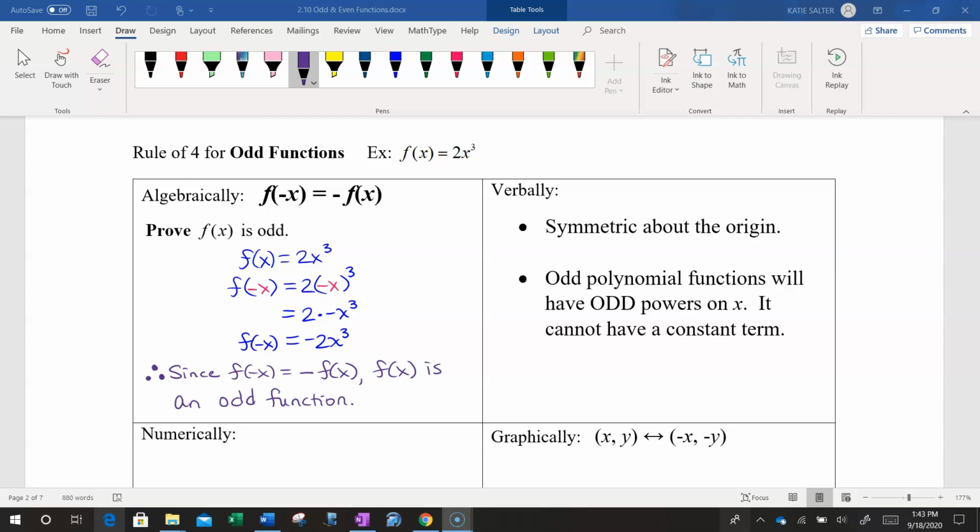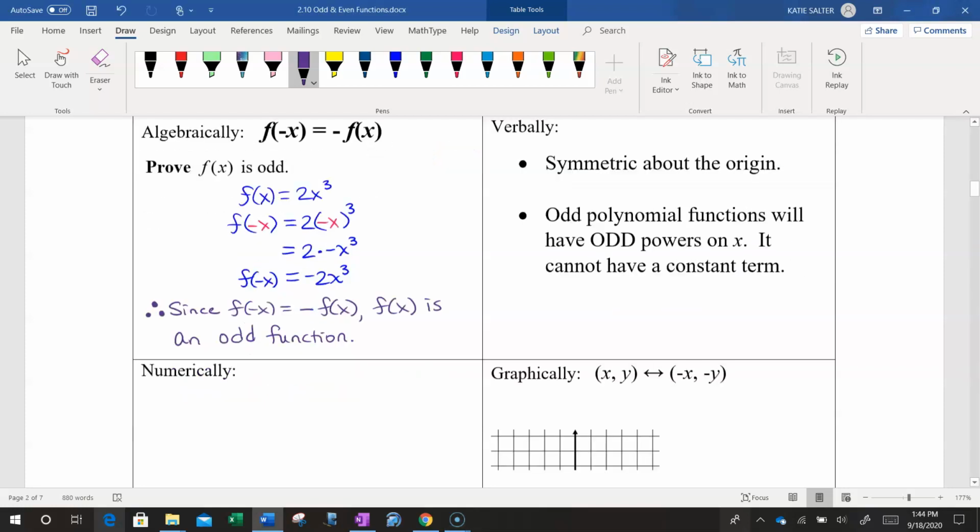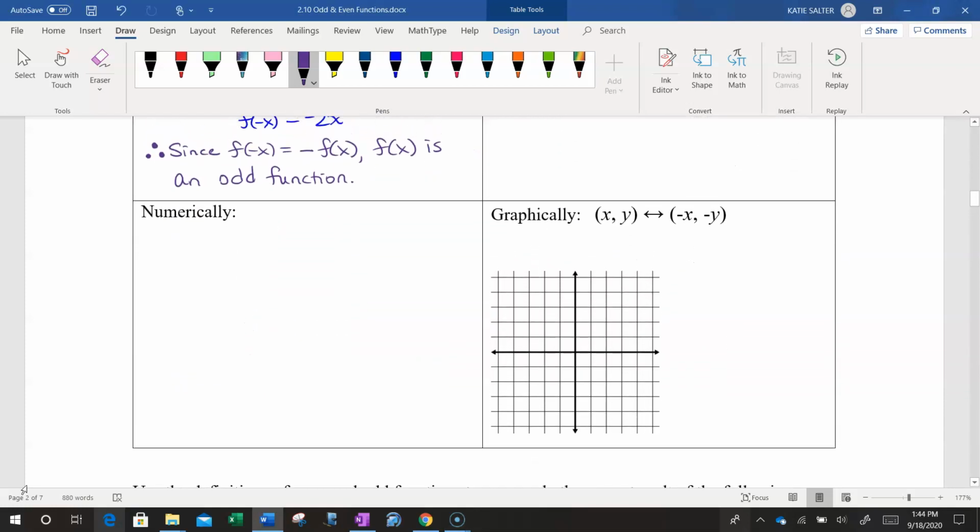Stretches and shrinks will not affect the transformation of odd functions, but shifts will. So you can stretch it and shrink it all day long, but if you shift it, that is not going to make it symmetric about the origin anymore. All right, and then numerically, what we're looking for if we have an odd function is for every point A, B that we have on the function, we have the point negative A, negative B.